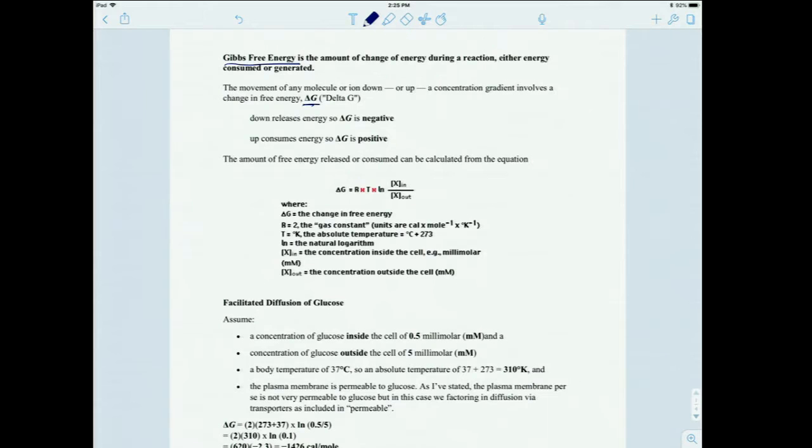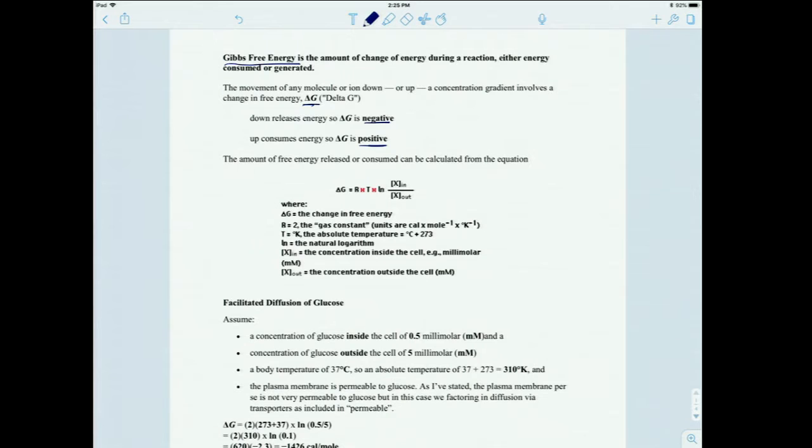When the delta G is negative, that means the reaction has released energy. When the delta G is positive, that means the reaction has consumed energy. Well, we can apply this Gibbs free energy concept to movement of molecules across a cell membrane as well. Consider the situation where you have a quantity of molecule on one side of a membrane and then you have a quantity of molecule on the other side of the membrane.